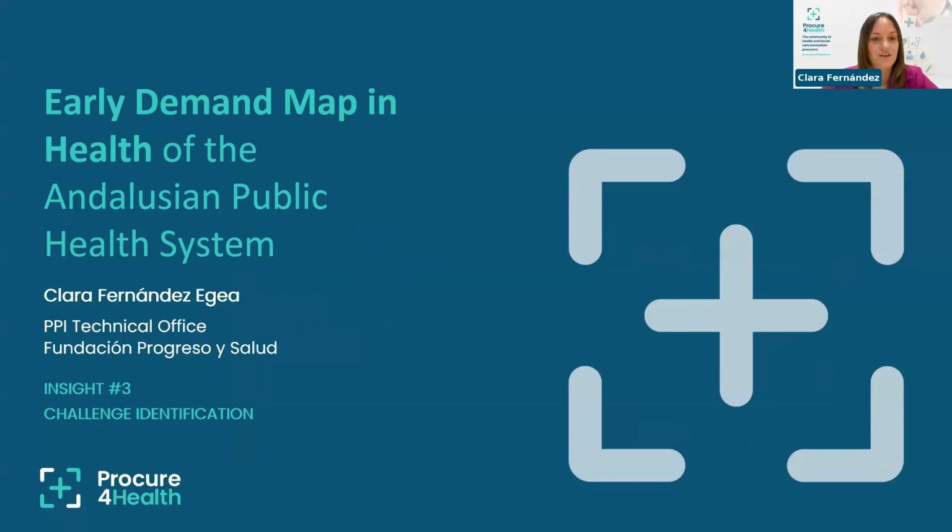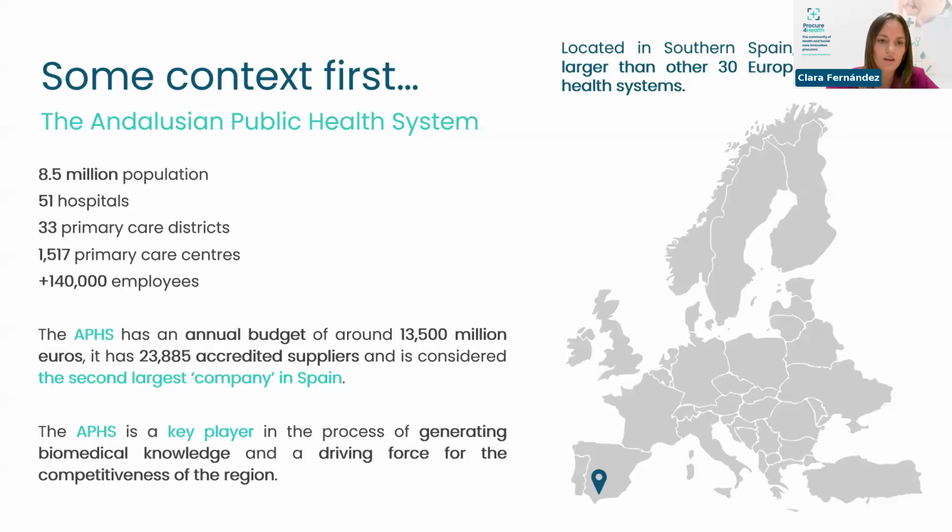So, well, thank you again. And in this section, we are going to talk about the early demand map in health of the Andalusian public health system as an example of challenge identification. To start with, let me give you some context first.